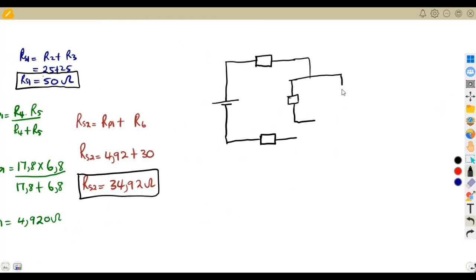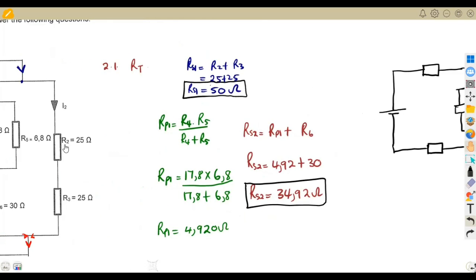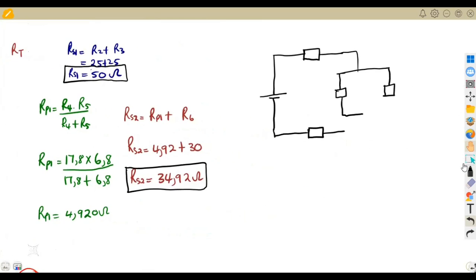Then on this other hand, also we combined the two resistors which were in series, these two resistors, these ones. We combined them and we got this 50. It's now a single resistor also, this one. So we're going to indicate it as a single resistor so that we can properly see what's happening. All right, so this is our RS1, which is our 50 ohm resistor. And this is our second one that we calculated, our RS2, which is 34.92 ohms.